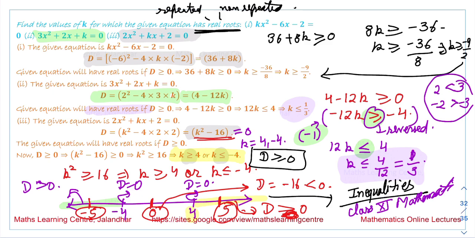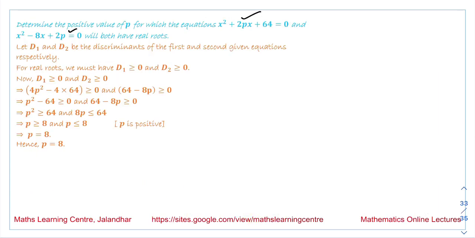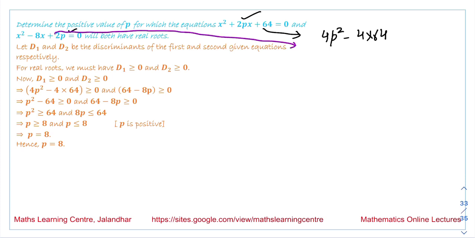Next is: determine the positive value of p for which the equations this and this will both have real roots. So we are seeing this equation and this equation both have real roots. It means the discriminant of both of these should be non-negative. If we calculate the discriminant of this equation, it is 4p square minus 4 into 64. And for this equation, it is 64 minus 8p. Now it is given that both have real roots. It means both these values should be greater than or equal to 0.